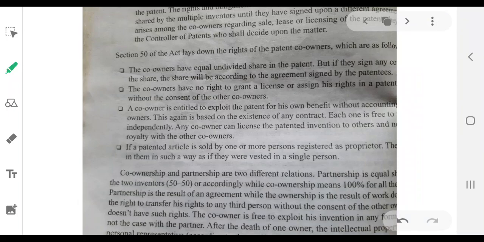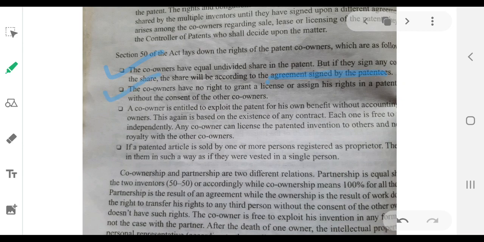Next, Section 30 of the Act lays down the rights of a patent co-owner. So we have to also give importance to the patent co-owner. First, the co-owners have an equal undivided share in the patent, but if they sign any contract regarding the share, it will be according to the agreement signed by the patentees. So depending upon what agreement they sign, they get their particular rights.